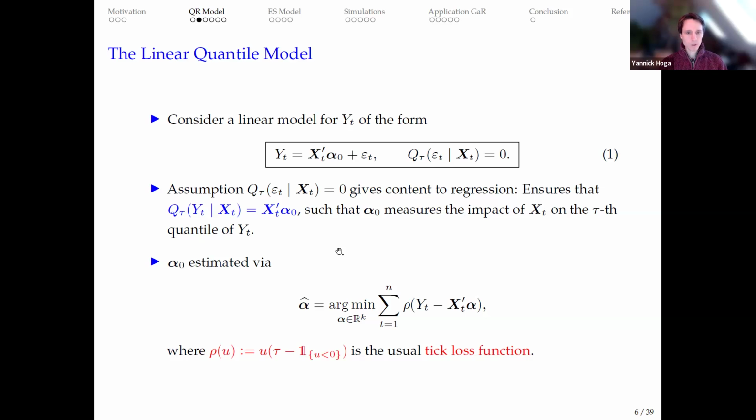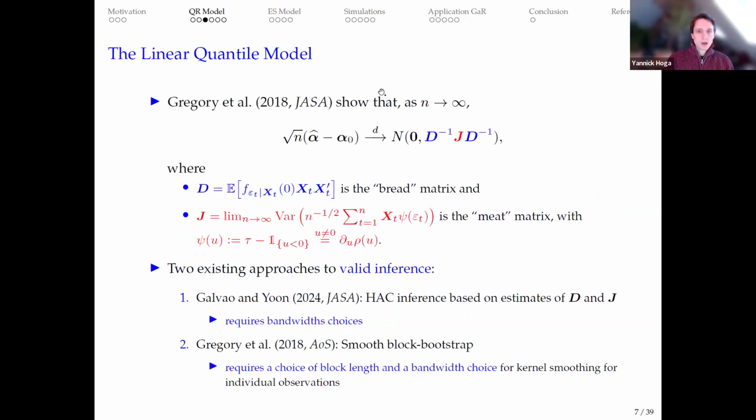Okay, so that's how a quantile regression is typically estimated. Now, what's the problem? What's the problem with correlation robust inference in quantile regressions? The problem you can see here. So in this Gregory paper, they show that this estimate alpha hat is asymptotically normal with variance covariance matrix of a sandwich type form.